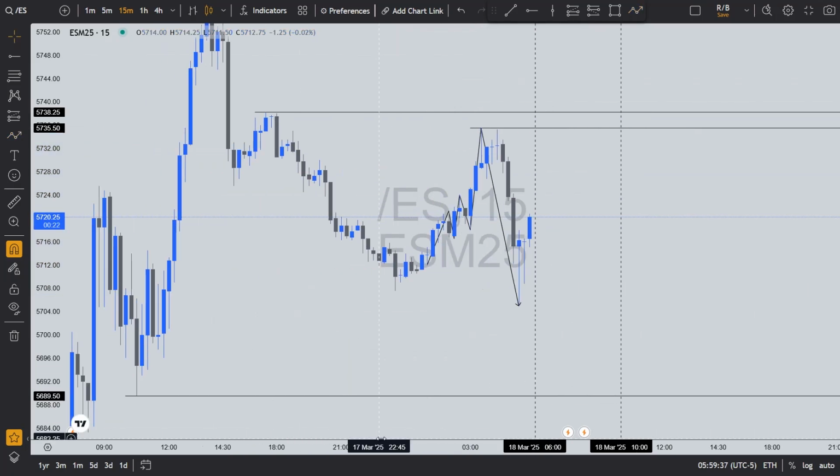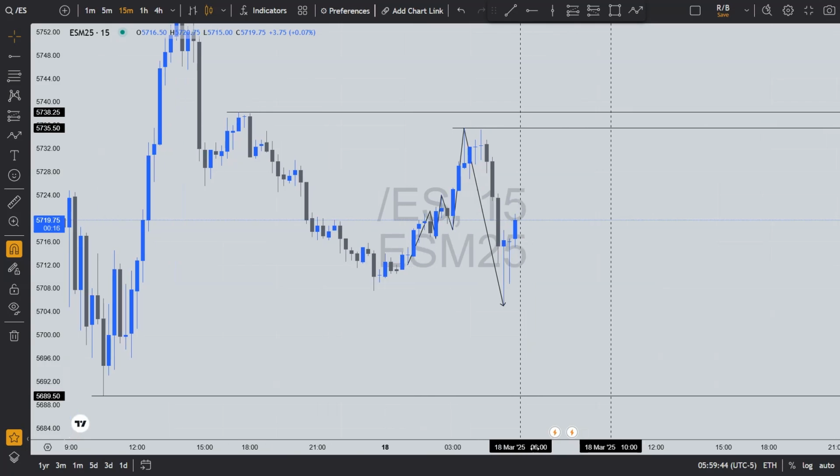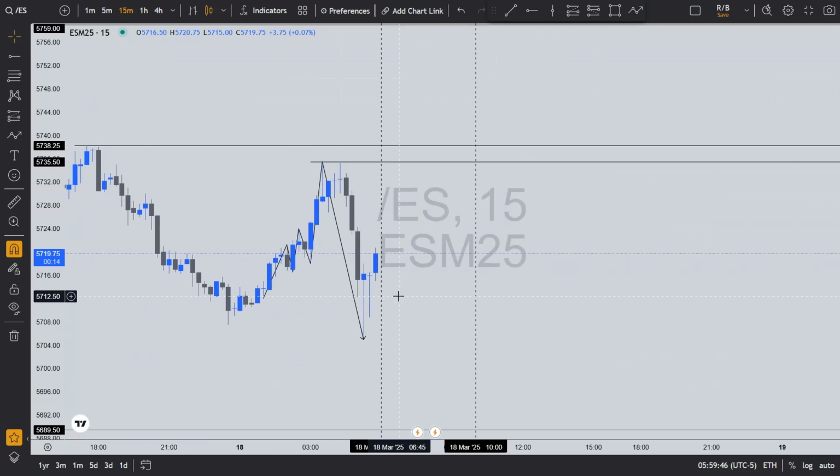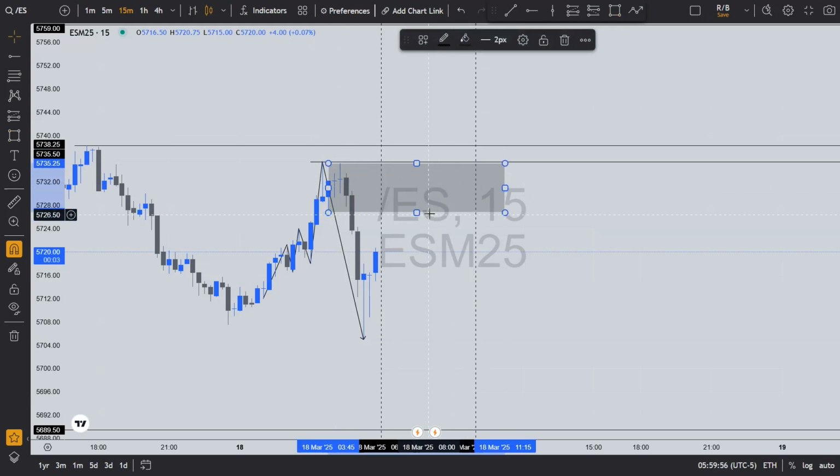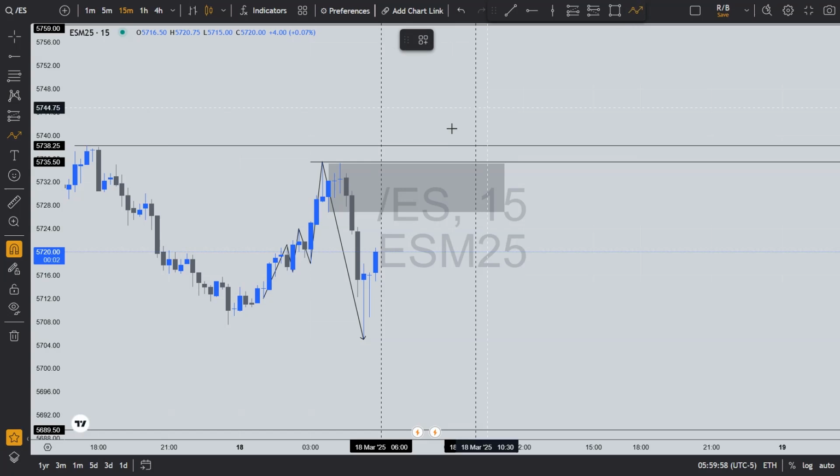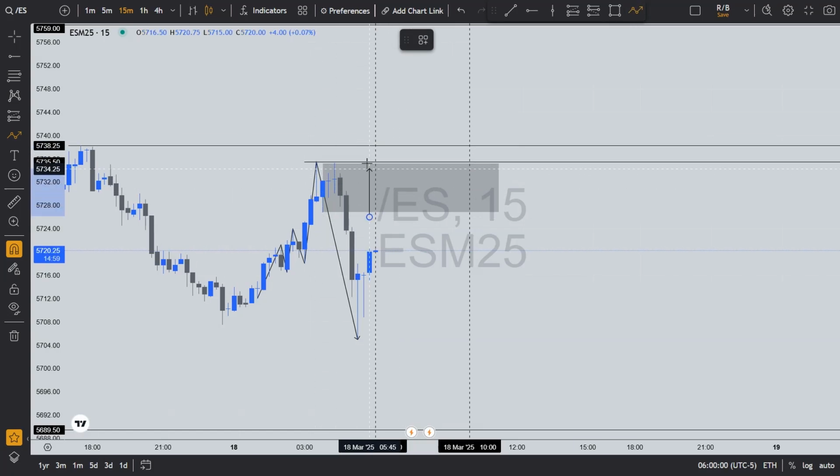So it looks like price on the 15-minute time frame ended up breaking structure to the downside, and it's pulling back right now. So for the 15-minute time frame specifically, I'll either be looking for a supply zone up in this area or a liquidity sweep of this 1-hour high right here.